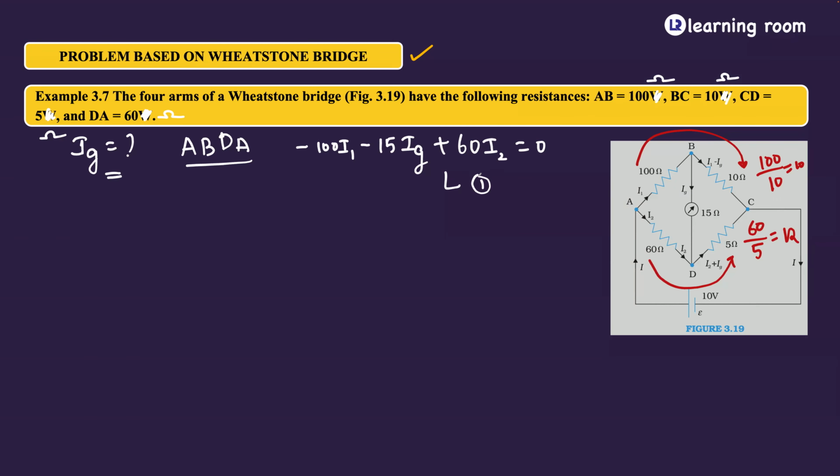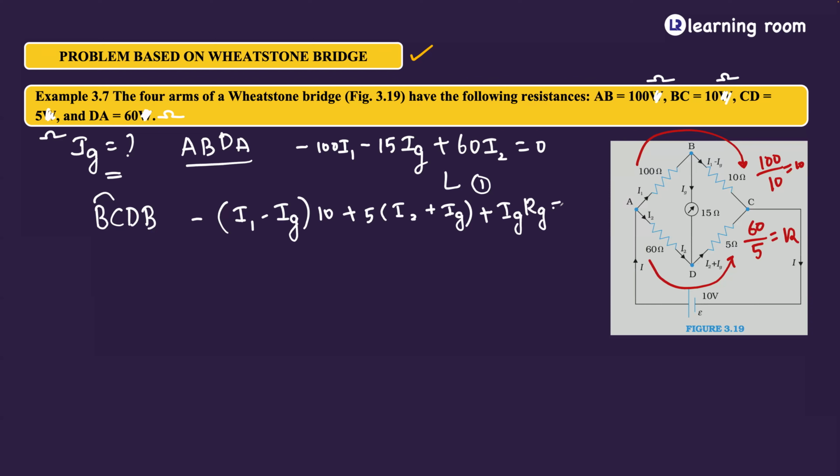Now, if I take the loop BCDB, when I go from B to C, it is going to be negative of I1 minus Ig into 10. When you go from C to D, it is going to be plus 5 into I2 plus Ig. Similarly, when you go from D to B, it is going to be plus Ig into Rg. Everything put together will be 0, and let this be equation number 2.